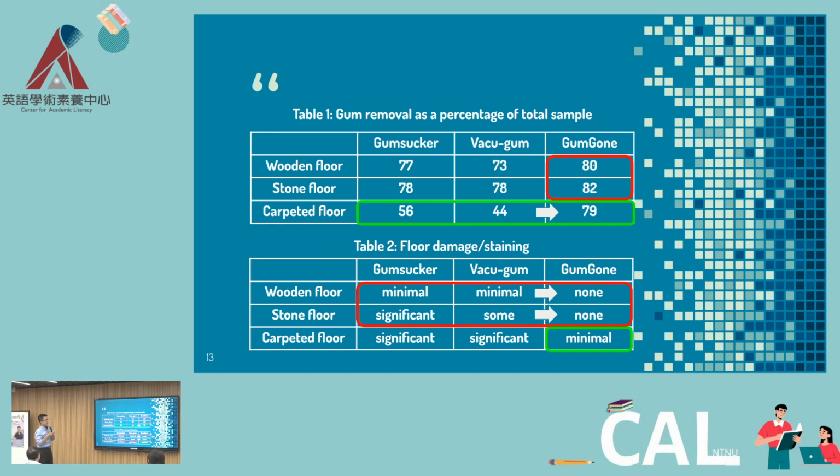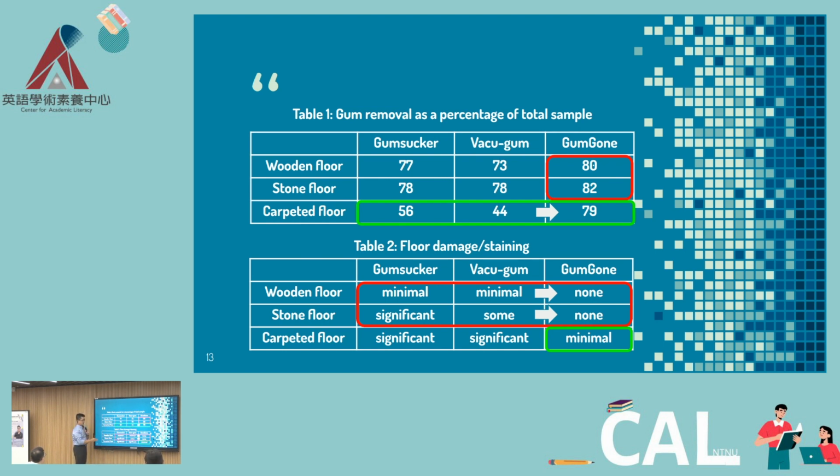The first thing I want you to notice is the numbers. Here you need to make a comparison. Here that's 77, and now our proposed machine can reach 80% of cases. And how about the carpeted floor? The number rises sharply, from 56 to 79. Here I have red boxes and green boxes. Those demonstrate two different research questions. For the red one, probably you would like to solve the problem. You want to have zero damage to the floor. Okay, so there are 80% of cases and zero damage to the floor.